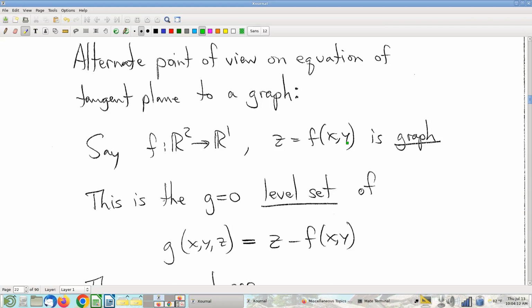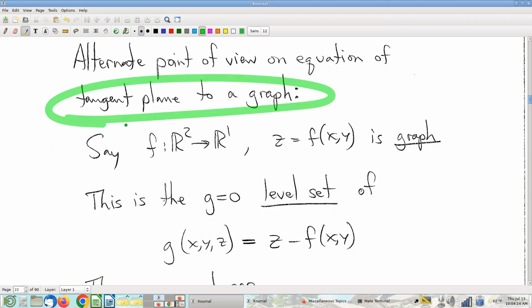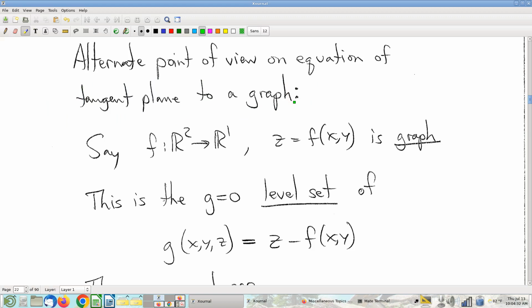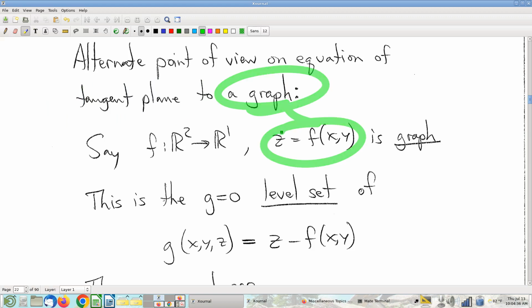Okay, so let's talk about tangent planes to a graph. Again, reminder, we know how to do this. The tangent plane is just the graph of the linear approximation. The linear approximation is an explicit formula we already have. We know how to do this already. Okay. Fine, let's do it a different way though. The graph of some function f is this right here.